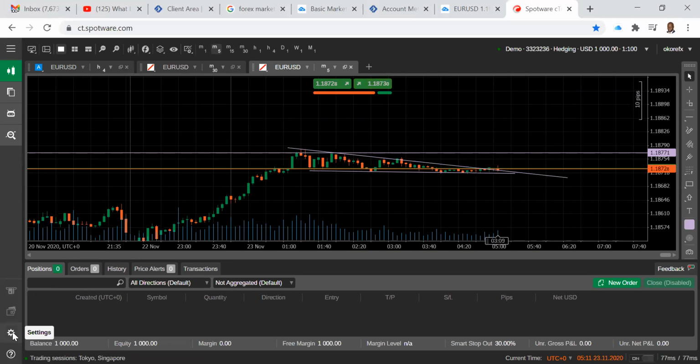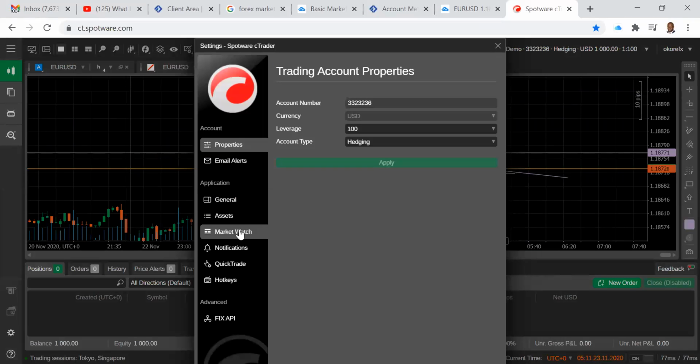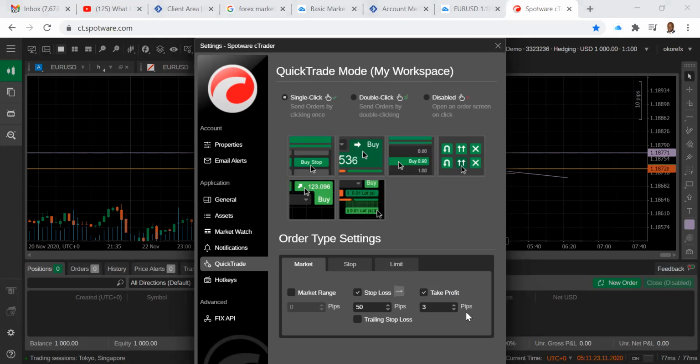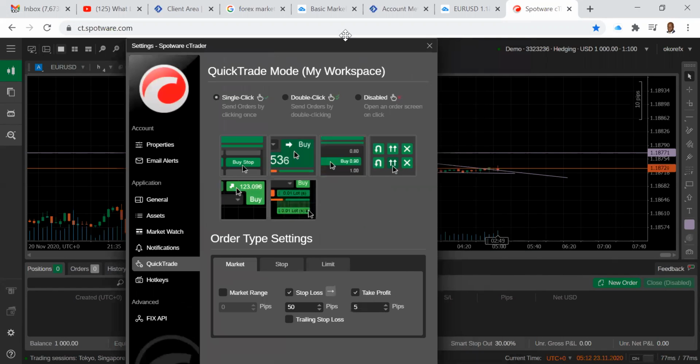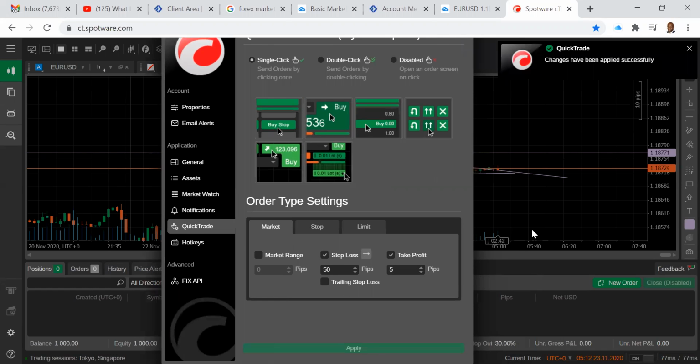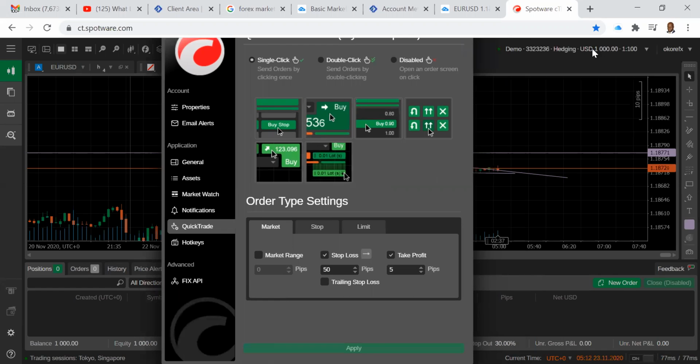So I come here, change my quick trade. What do I want? I want take profit 5, and then I accept that. Remember, if you don't accept it, it will not apply. Okay, apply, and then you see a confirmation up there that it has been applied. And that thing will disappear, and that's it. So now I can go back.